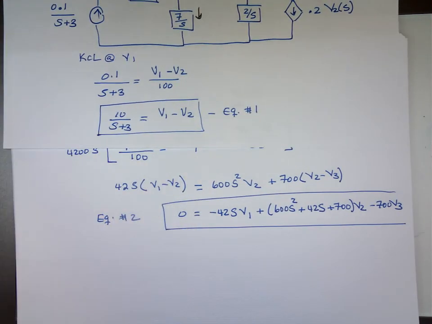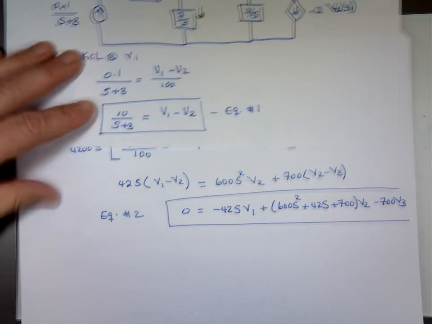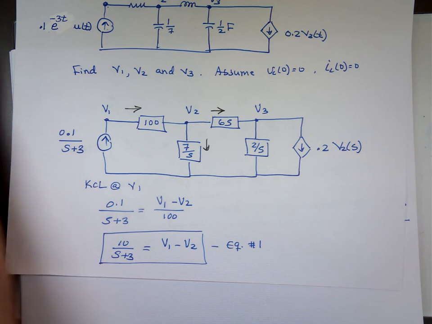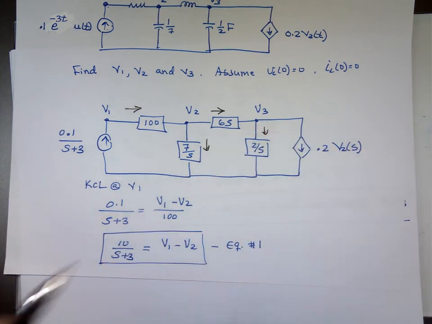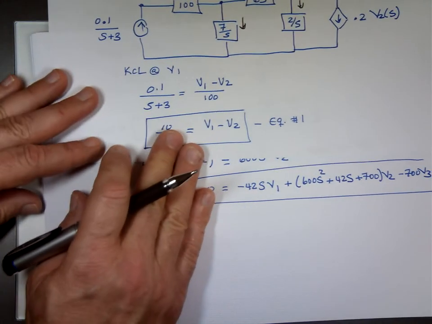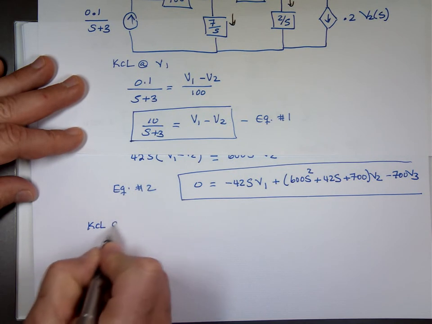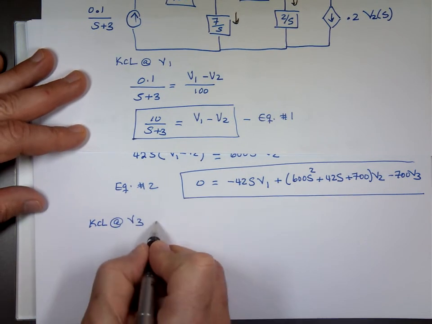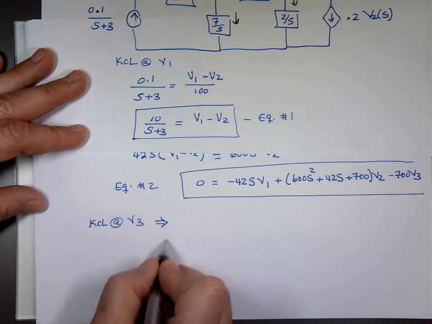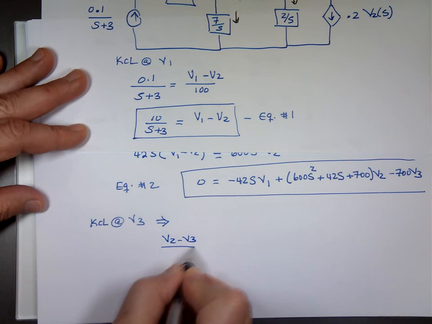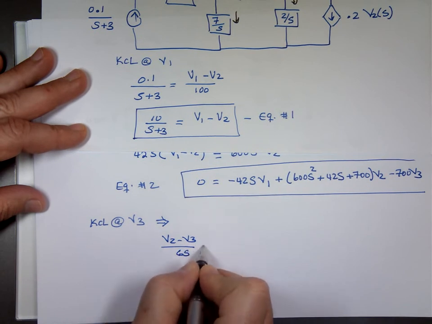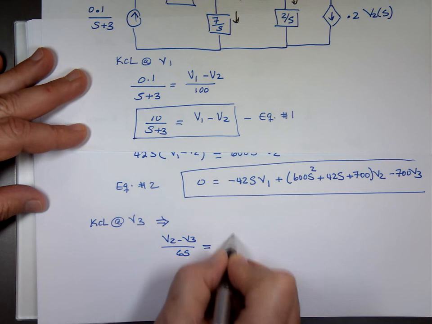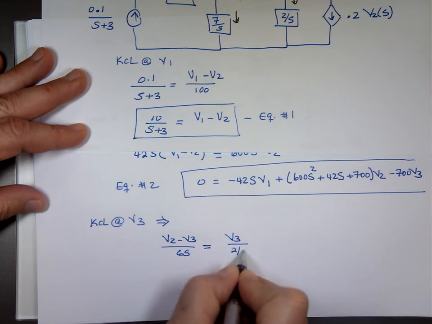And let's look at the last one. Let's define current coming down this way. KCL at V3. What do we have? We have V2 minus V3 over 6S equals the current leaving: V3 minus nothing, V3 over 2 over S, plus 0.2 times V2.